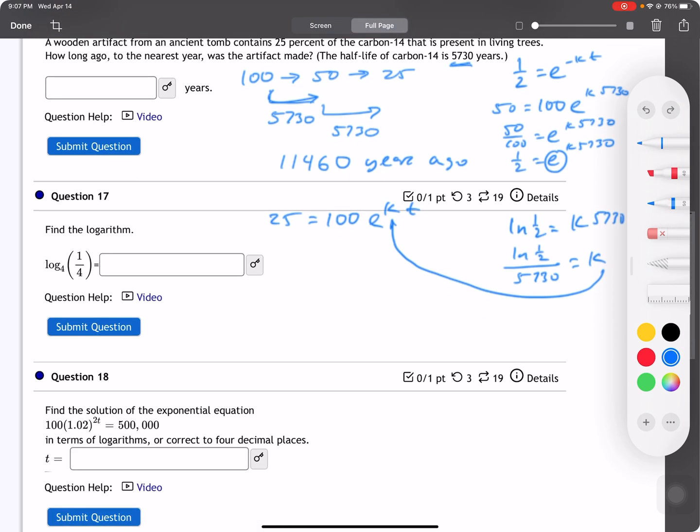Okay, next one, find the logarithm. In this case, we can do this without a calculator. So log base 4, the 4 on the bottom is going to be written as 4 to the negative 1 power. And if you remember, this cancels out. The long way to do it is logs bring down exponents: negative 1 times log base 4 of 4, and that equals negative 1. That's negative 1. Okay, that's the end of part 1.